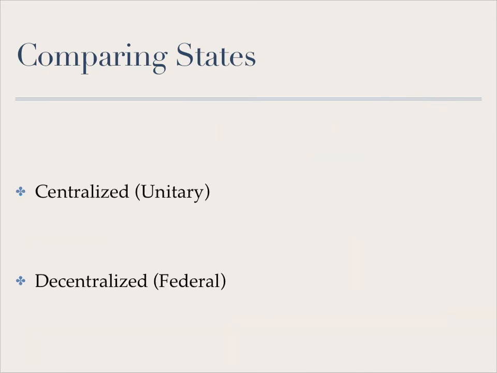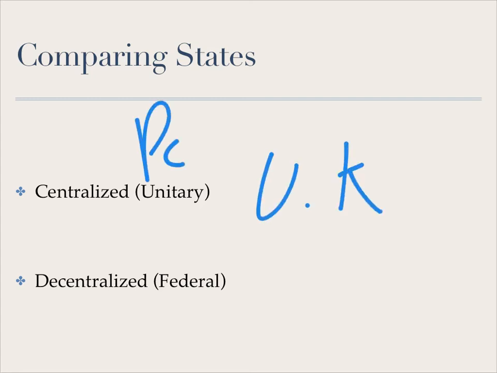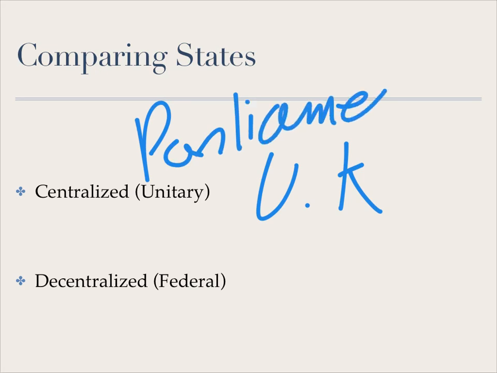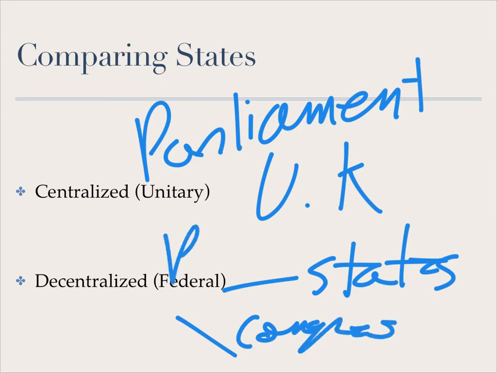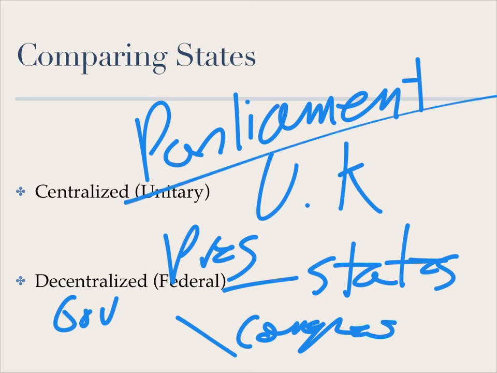Now, the last big one that we want to cover here is the difference between a unitary or a federal state. In unitary states, like the United Kingdom, all power falls to one institution, like Parliament. In a decentralized state, it can fall to lots of different institutions. So you might have states, you might have Congress, and a president, and governors, and the list goes on and on. In unitary states, one institution has all the power. In decentralized states, lots of different things might have different amounts of power.